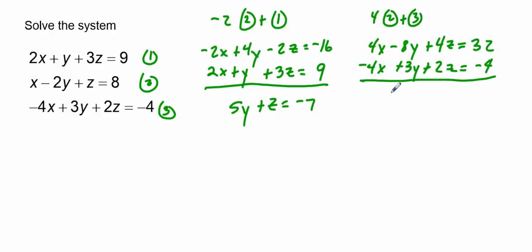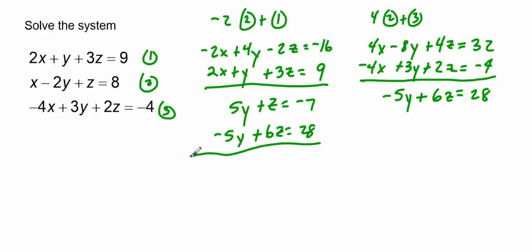Add these up. I'm left with -5y plus 6z is equal to 28. Kind of nice because now I'll notice that this -5y and that 5y match. And in this case we get 7z is equal to 21. Also nice because I get a nice clean answer. 3 is equal to z.